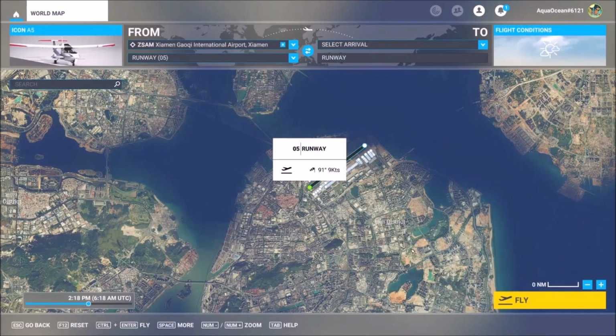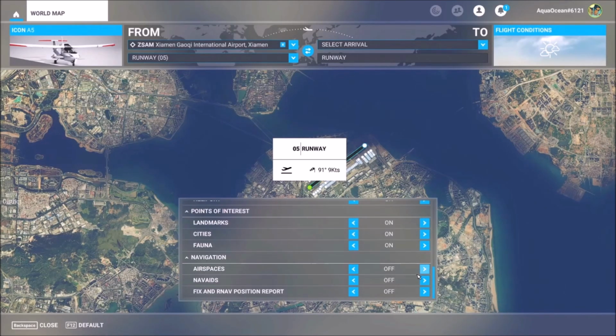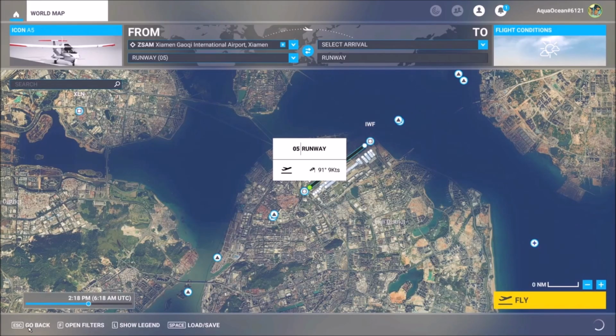How do we bring the frequencies on the map? Space, open filters. You need only these two. Fix entire nav position, reports and nav aids. Backspace. Which are the ILS frequencies? They are on the threshold of the runway. So these two must be the ILS frequencies.